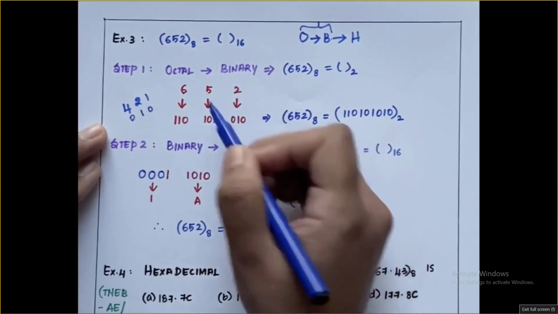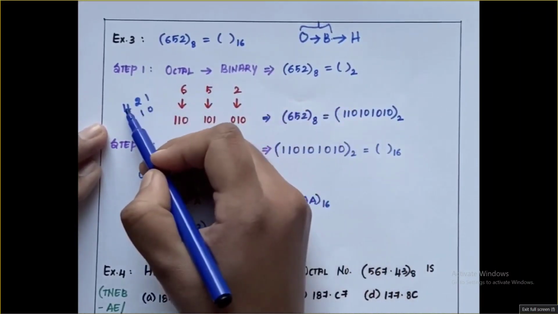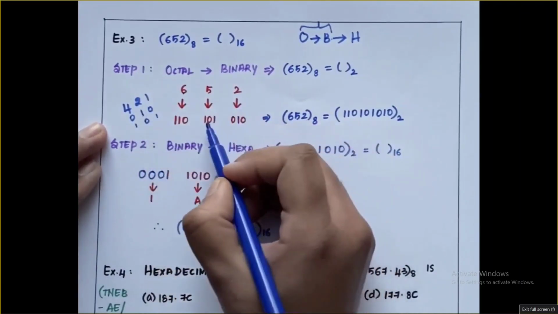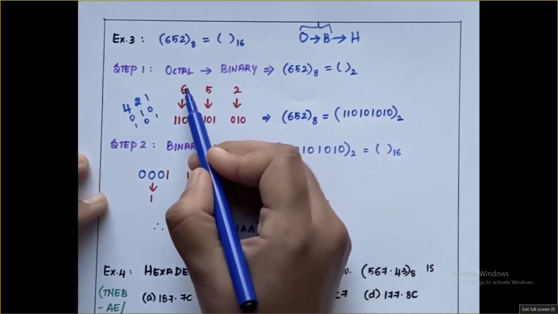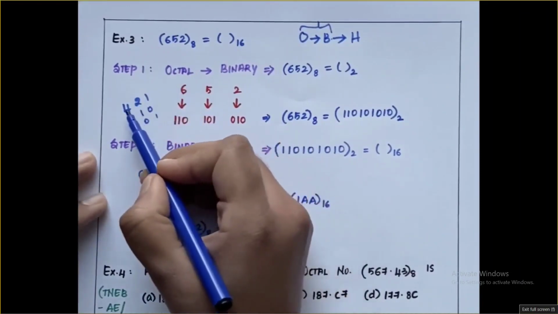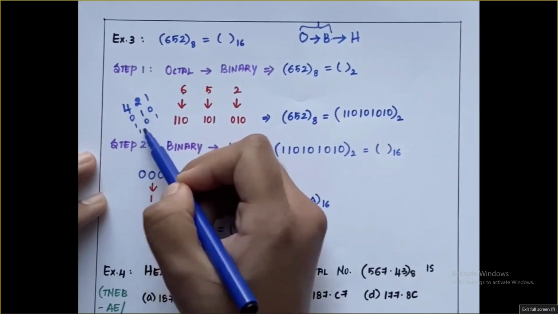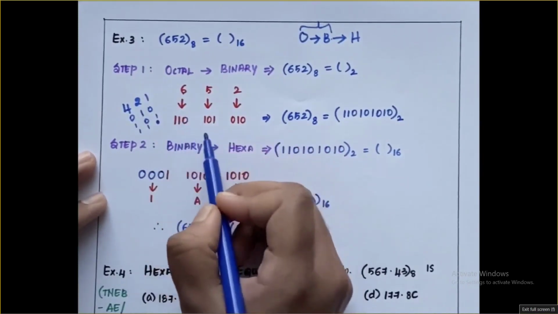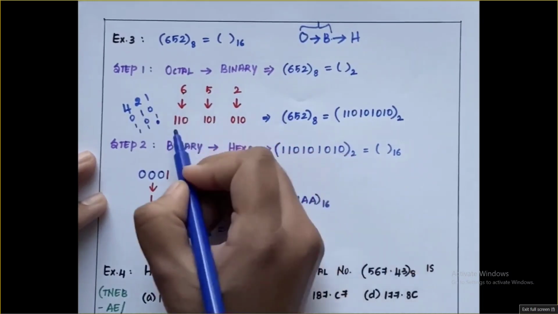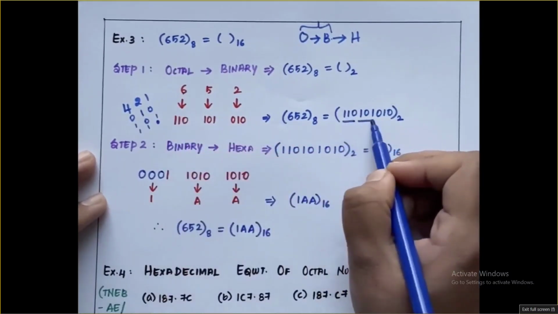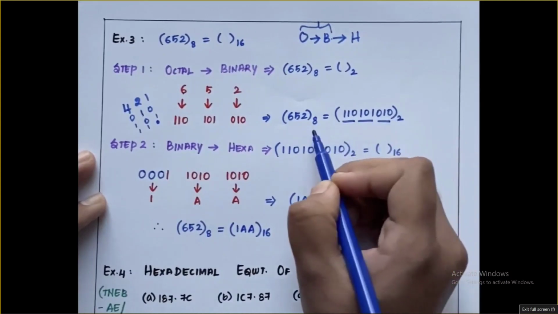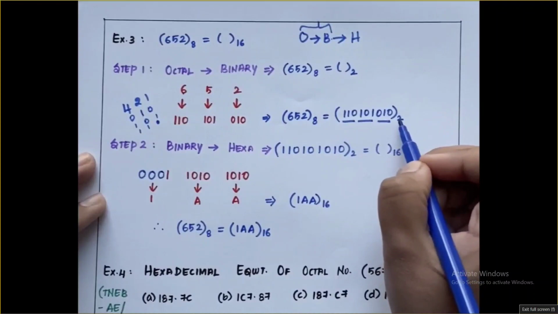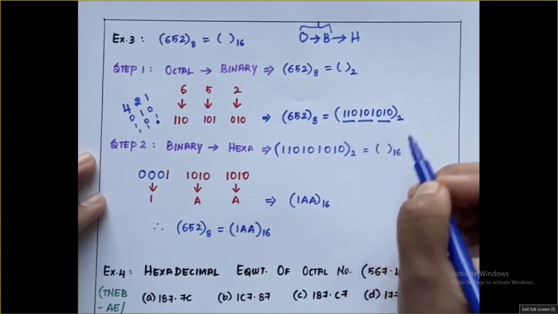So 0, 1, 0. Next for 5 it is 4 plus 1. So we will get 1, 0, 1 for 5. And for 6 it is 4 plus 2. So we will get the binary 1 under 4 and 2 and remaining 0. So 1, 1, 0. So the equivalent binary value for the given octal is 1, 1, 0, 1, 0, 1 and 0, 1, 0. Now this particular octal value is converted to binary value which is base 2. So our first step is over.